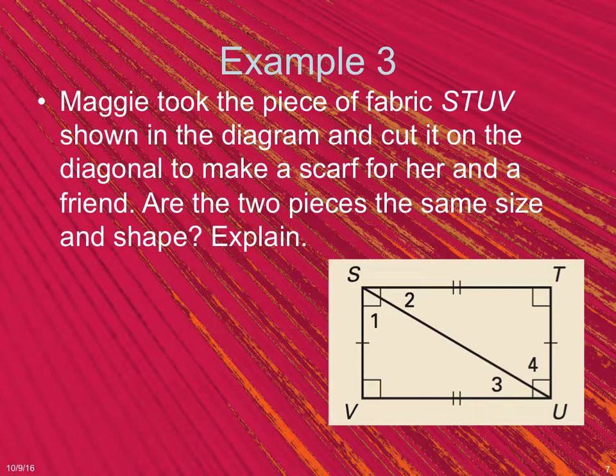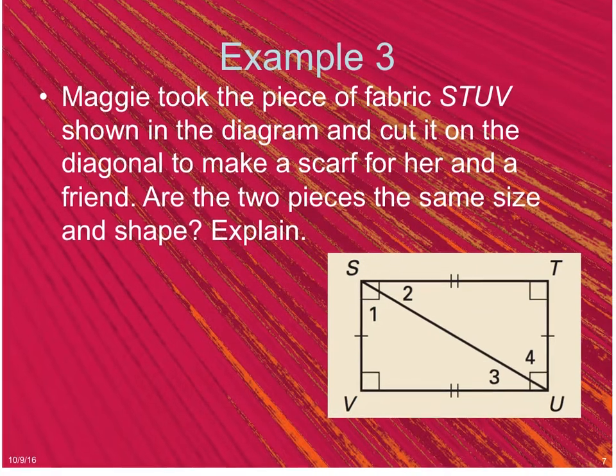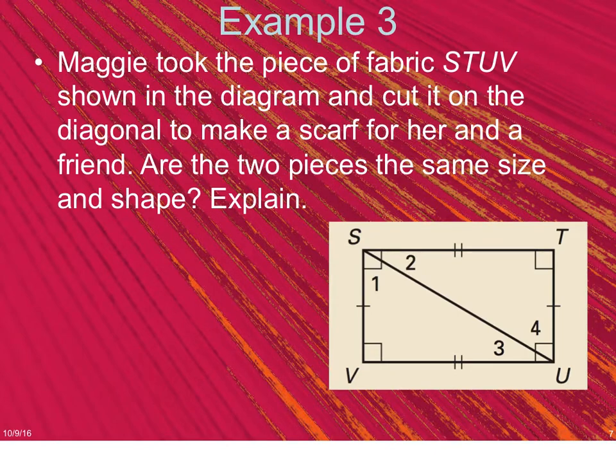All right, so we've got to use a little bit of thought on this one. Maggie took the piece of fabric STUV, this quadrilateral shown in the diagram, and cut it on the diagonal to make a scarf for her and a friend. So basically she's slicing from the upper left to the lower right, cutting it into two triangles, more like bandanas. Are these two pieces the same size and same shape? If you're going to say yes or no, you've got to be willing to back it up. So let's talk about why this is true.